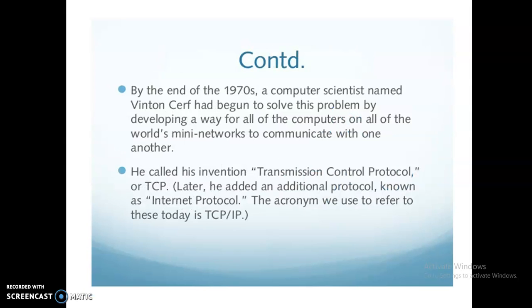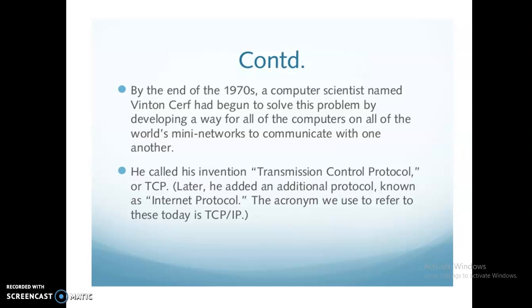By the end of the 1970s, a computer scientist named Vinton Cerf had begun to solve this problem by developing a way for all the computers on all of the world's mini networks to communicate with one another. He called his invention TCP, that is, the Transmission Control Protocol. Later, he added an additional protocol known as the Internet Protocol, shortly called IP. The acronym we use today to refer to the protocol is TCP/IP.